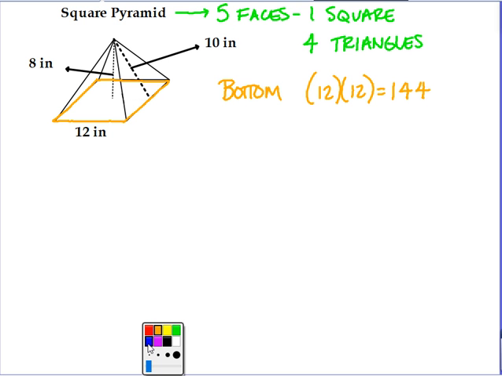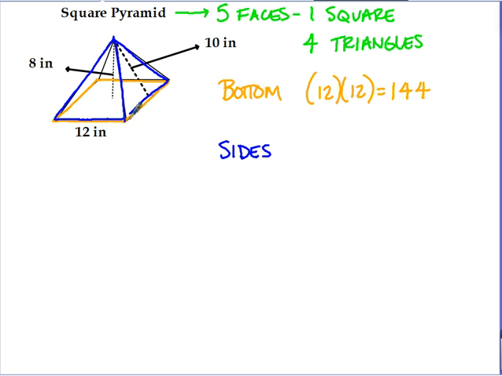Now my other sides are going to be triangles, and there's 4 of them. So I'm just going to say that these are the sides. I don't know how else to say that, but all of these are going to be the same. So all 4 of those are going to be exactly the same. So I'm going to do 1/2 base times height. Now my base is 12. And now the question is, what's my height going to be?